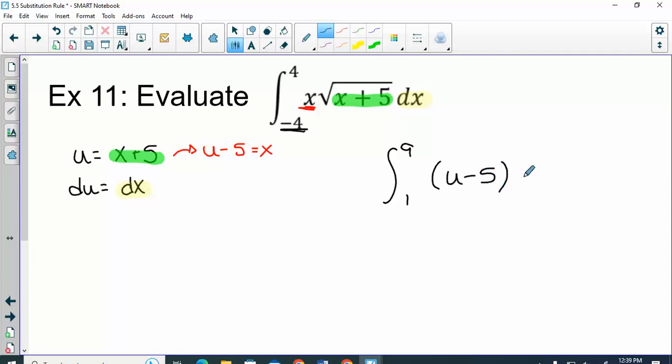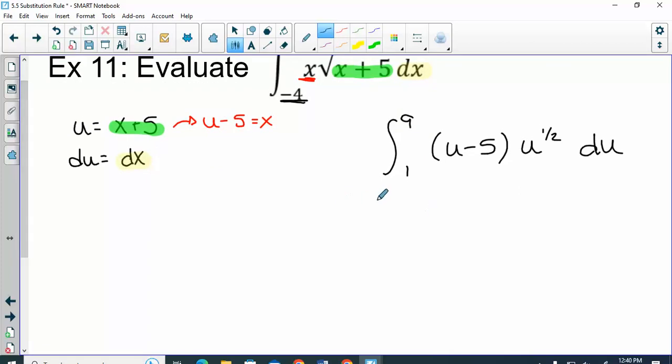And I have a square root of x plus 5, so that would be square root of u. Could I go ahead and just write it as u to the 1/2? And then the dx is my du. Okay, it's still a product, so I can't do the antiderivative yet, but we could distribute now. So u times u to the 1/2, u to the 3/2, minus 5u to the 1/2.